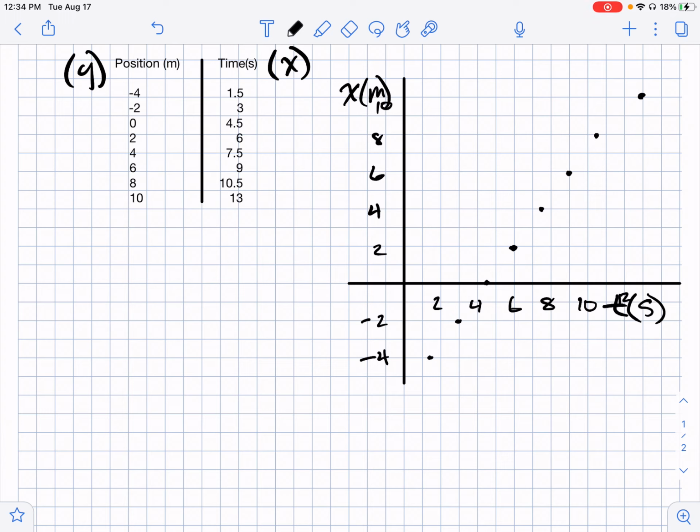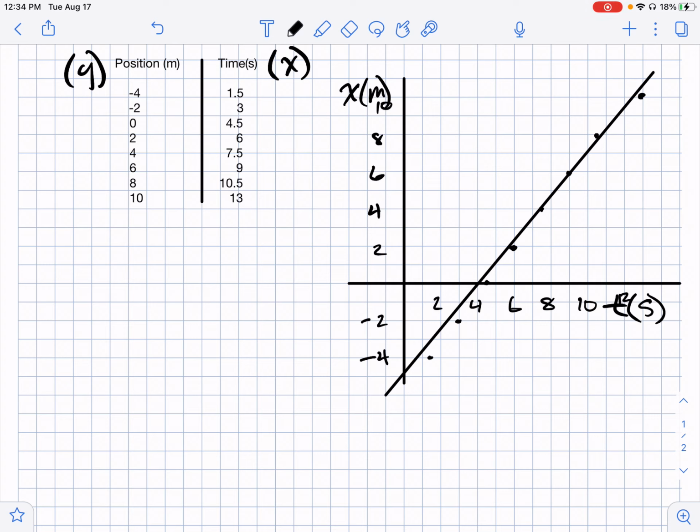Once we plot all of our data, that's when we're going to make our best fit line. It's a little bit more difficult here on the iPad, but oops, need to move that a little bit. There we go. And so now we have a best fit line.